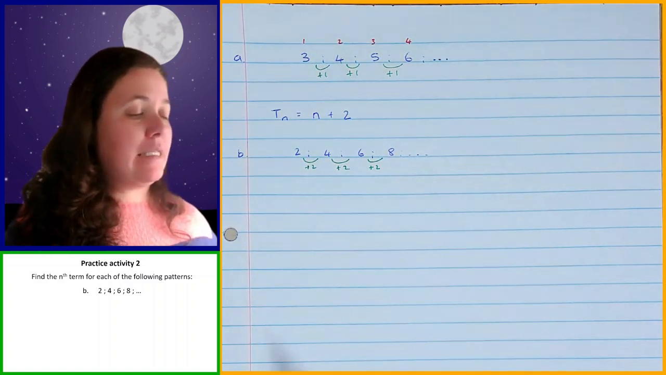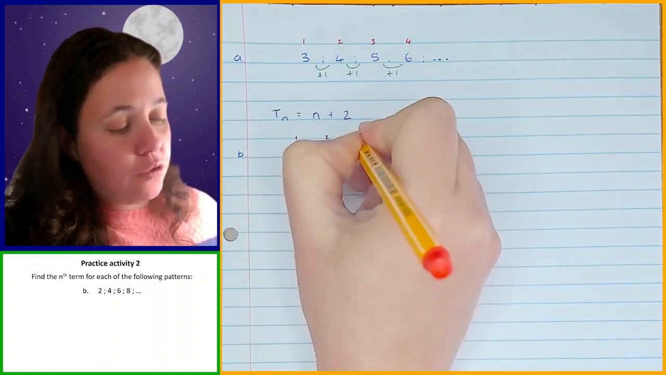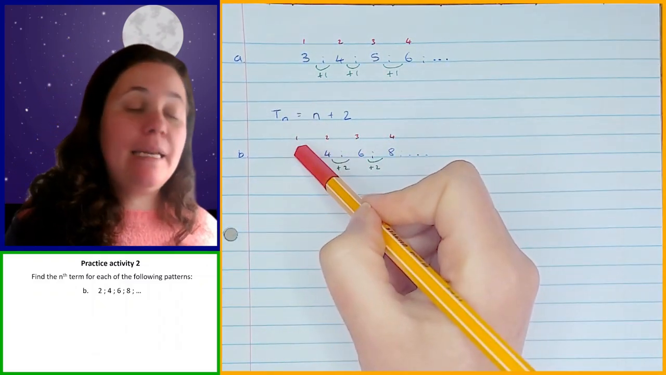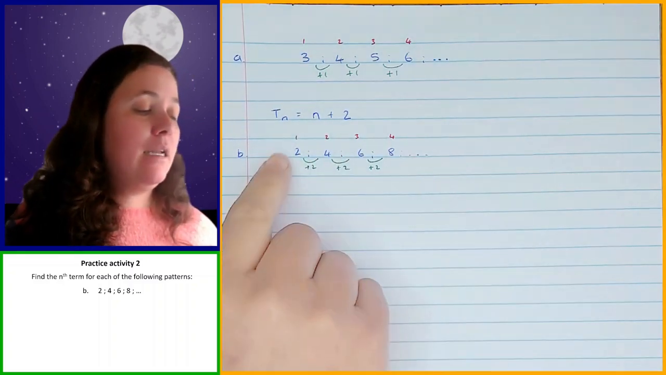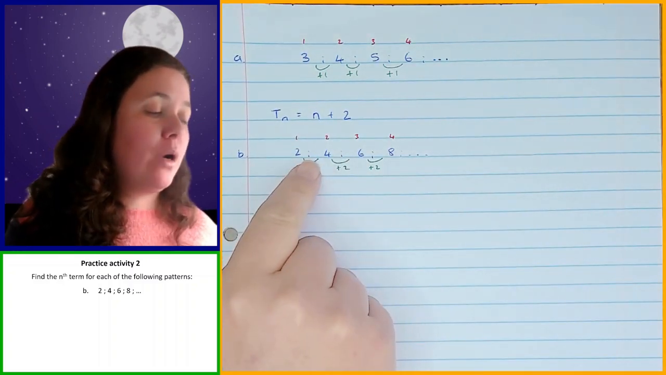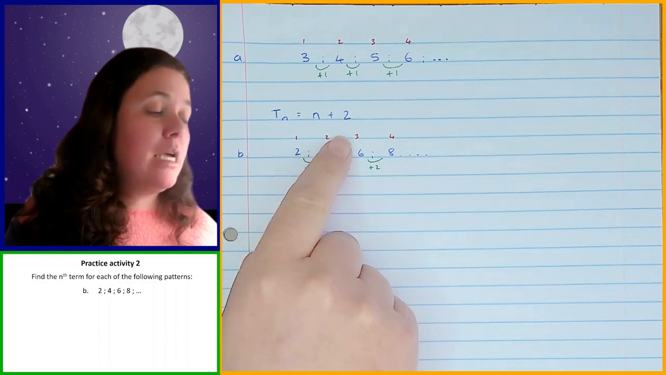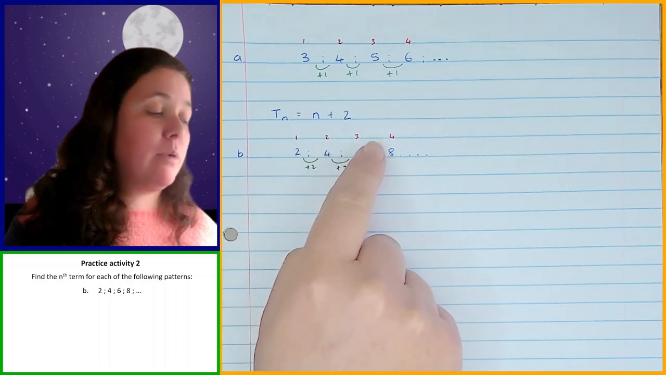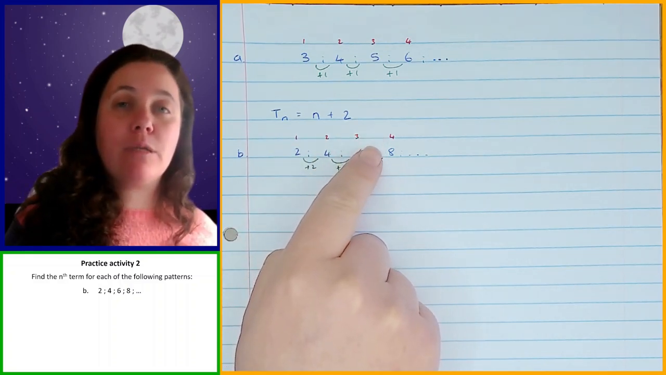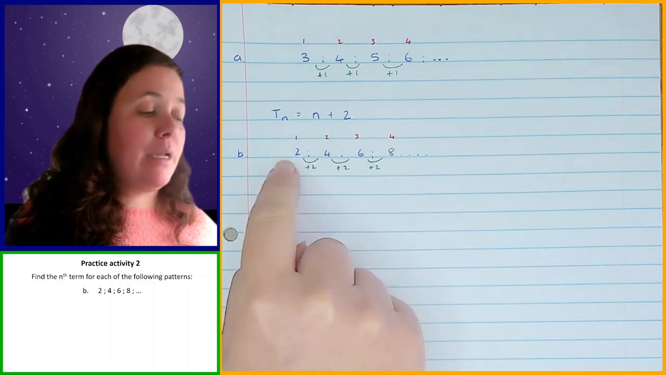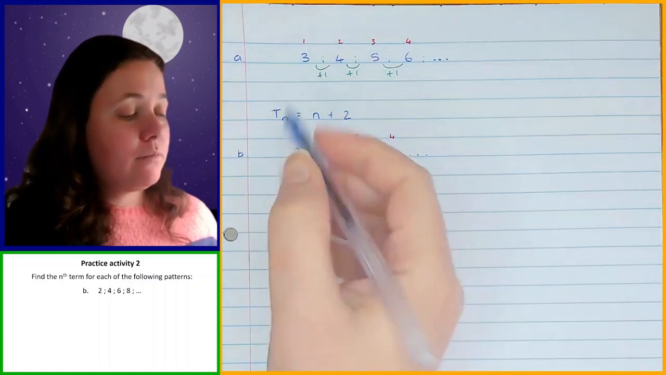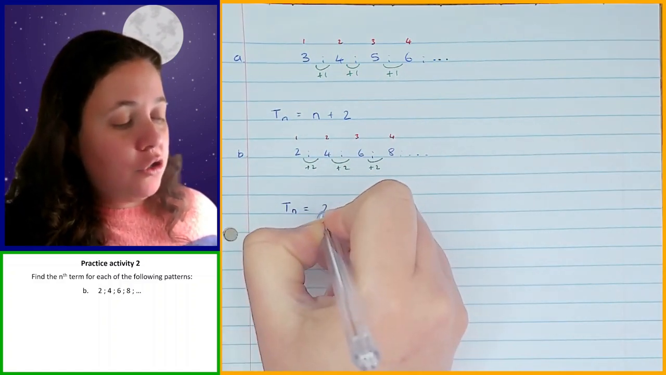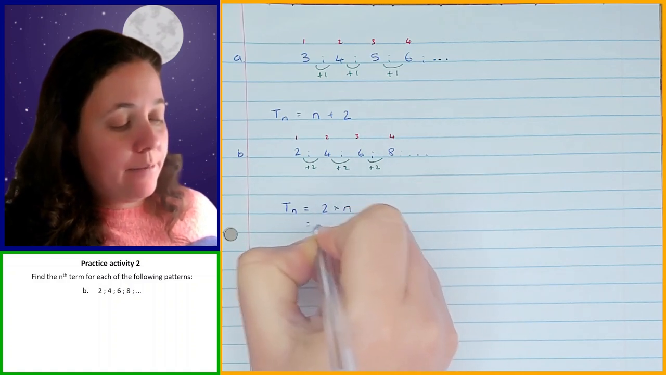Then let's have a look at our term numbers. There's 1, 2, 3, 4. To go from 1 to 2, I can either add 1 or multiply by 2. To go from 2 to 4, I can either add 2 or multiply by 2. To go from 3 to 6, I can either add 3 or multiply by 2. So every time I'm able to multiply by 2. Going from 4 to 8, I can also multiply by 2. So Tn is equal to 2 times n, or 2n.